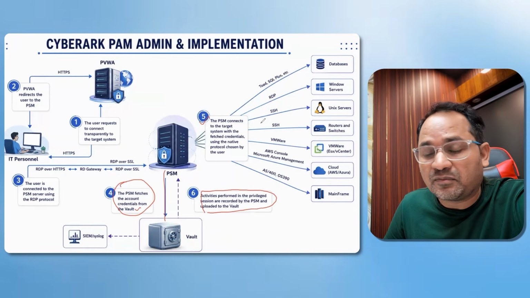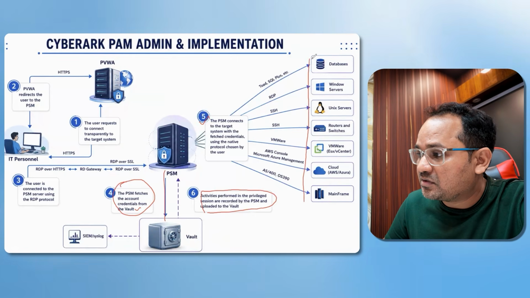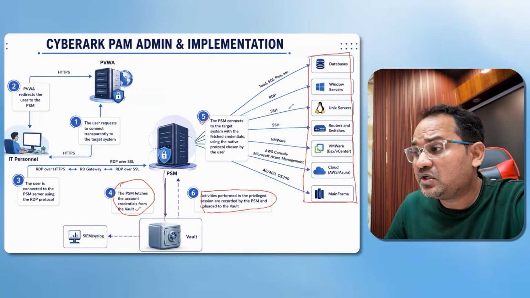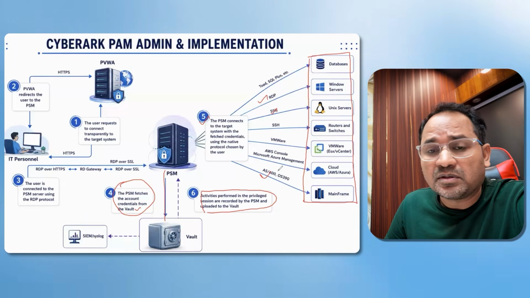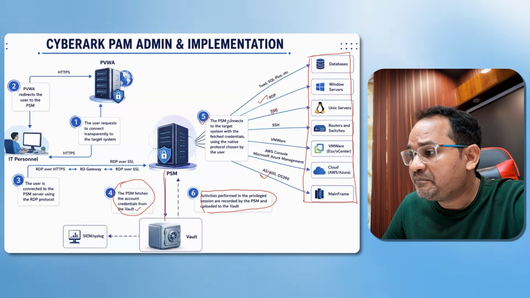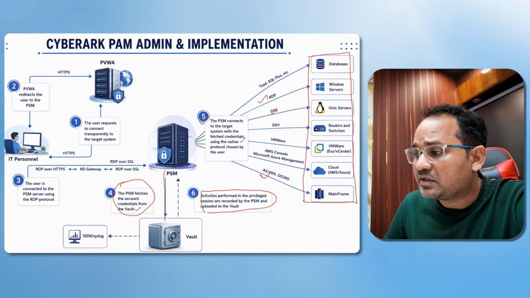connect to the target system. What is the target system? That is your end servers. So this is going to be connected to the end server target system. This can be your RDP, this can be your SSH, that can be your VMware and other kinds of protocols that are used to make the connectivity. So PSM connects to the target system with the credentials using the native protocol chosen by the user.